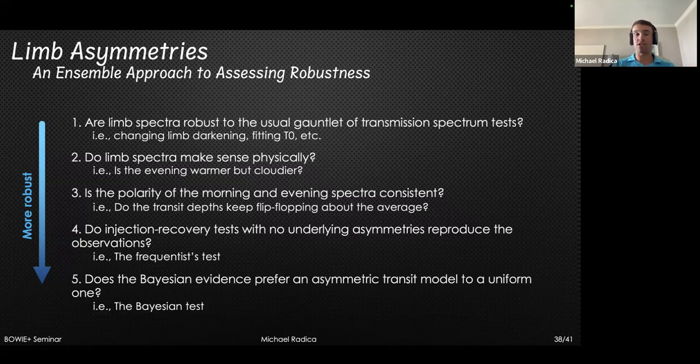Does the Bayesian evidence prefer asymmetric transit models to our symmetric transit models, either from a white light standpoint or as a function of wavelength? I think by having the community start doing these tests more regularly, we can have a little bit more faith in the limb asymmetries that we're potentially observing, especially as they become more borderline and not as clearly in your face as some of the previous observations have been.